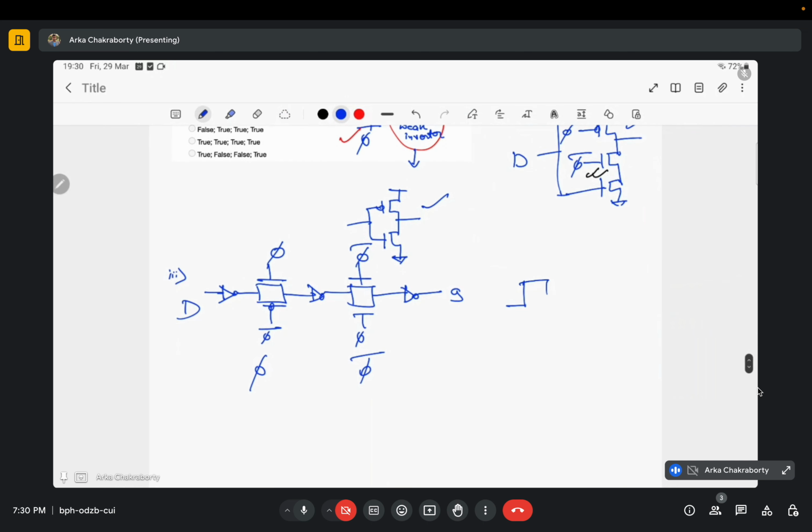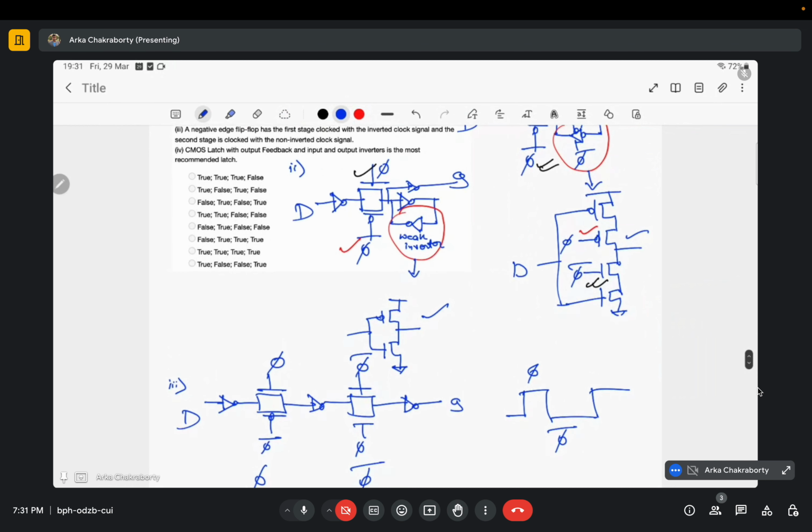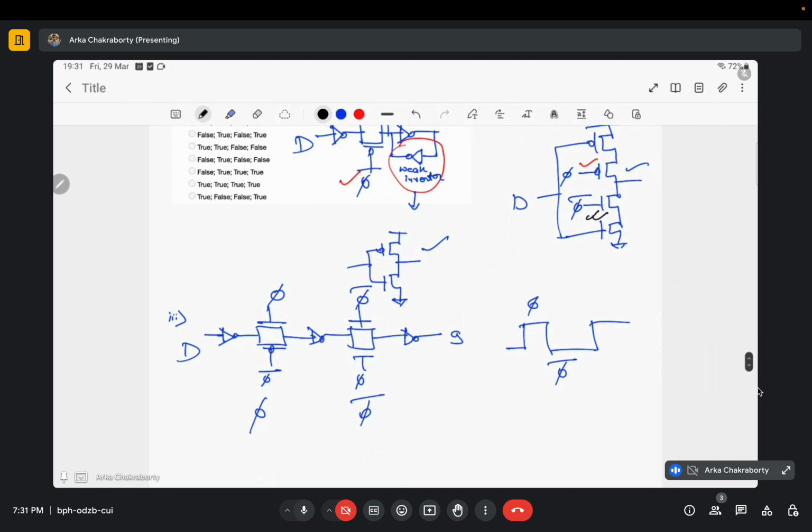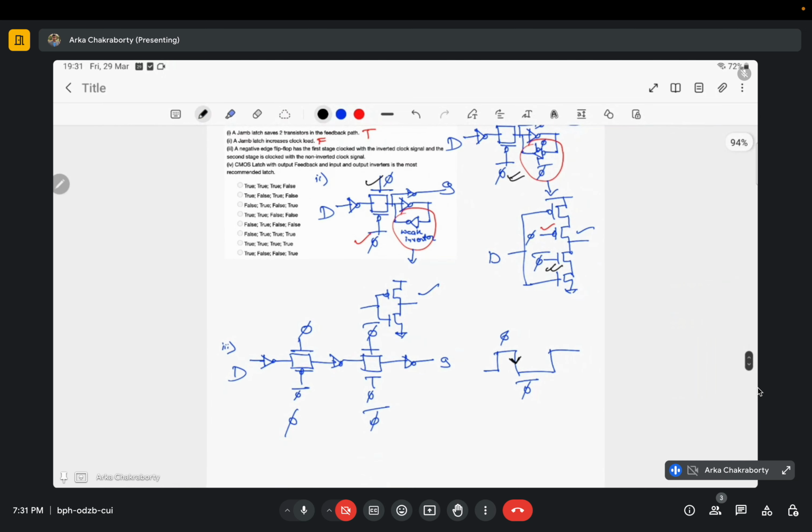So this is my clock, this is phi bar. So it will sample at this falling edge, negative edge trigger. So a negative edge flip-flop has first stage clocked with inverted. No, first stage is not clocked with inverted. First stage is clocked with a normal clock signal, and the second stage is clocked with inverted. So third statement is false. Clear?